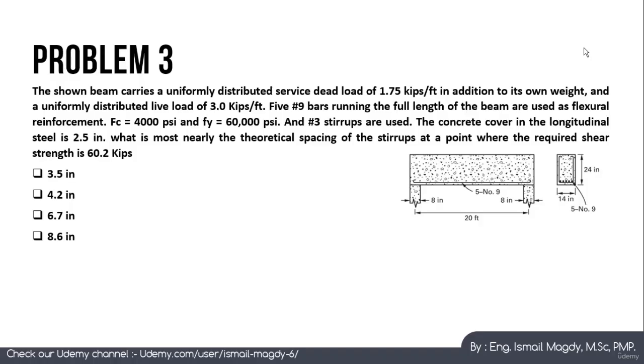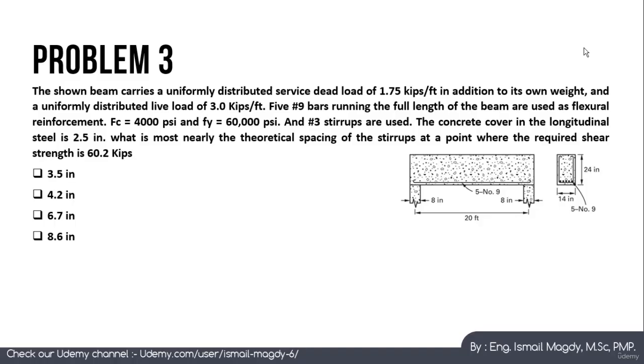So here we have the required shear strength, which is 60.2 kips. Actually, all of this data at the beginning of the problem is not useful for you at all. You don't even need it. It is here only to confuse you a little. The surface dead load, the live load, the longitudinal reinforcement, all of this is not needed. You just need the required shear strength, which is 60.2, and the bars, number 3, which are used for the stirrups. You want to calculate the spacing between these stirrups.